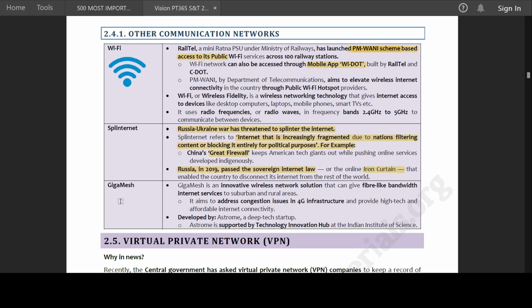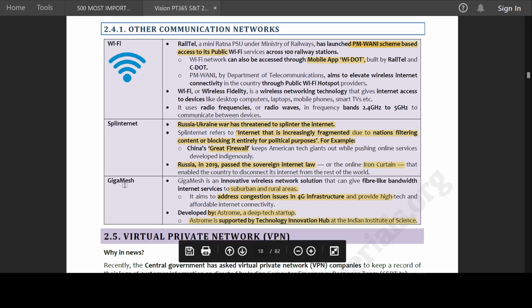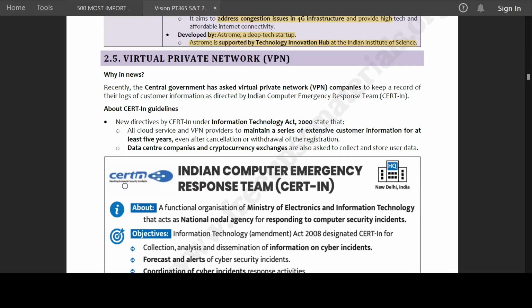Gigamesh. Gigamesh is an innovative wireless network solution that can give fiber-like bandwidth internet services to suburban and rural areas. It aims to address the congestion issues in 4G infrastructure developed by Astrome. Astrome is supported by Technology Innovation Hub at the Indian Institute of Science. This is about Gigamesh. Let's see what is VPN.